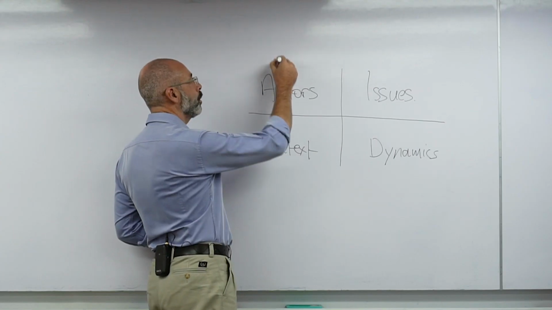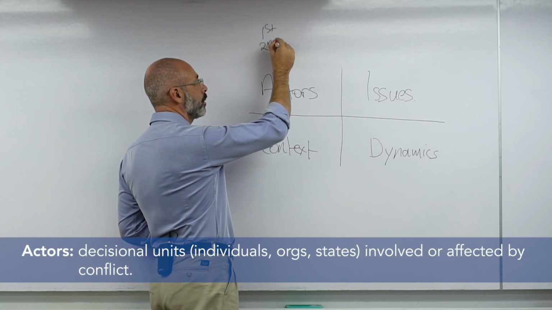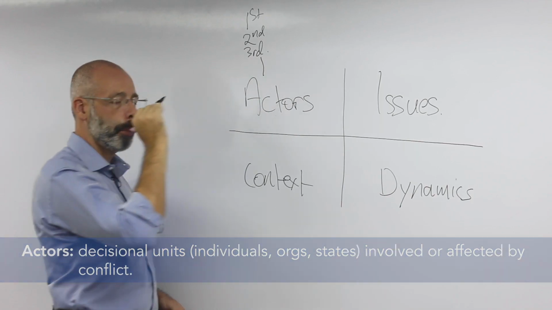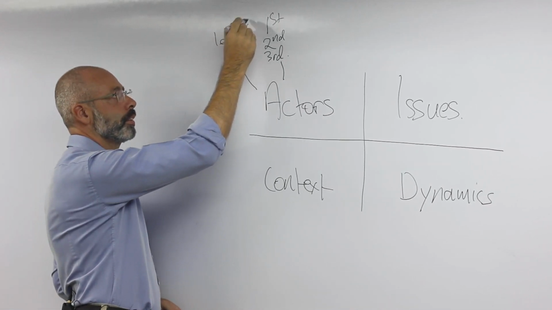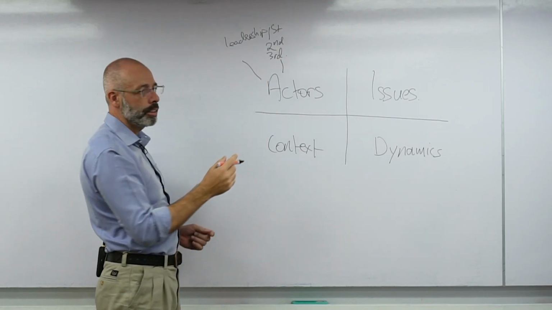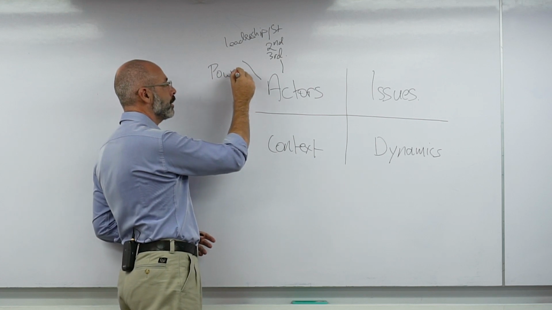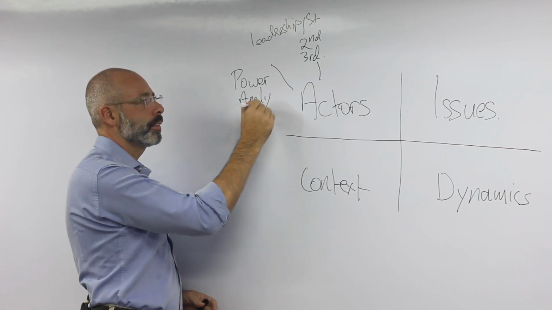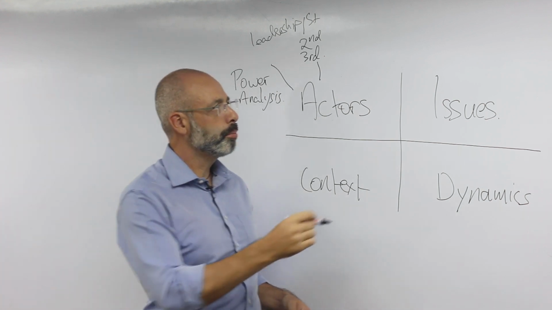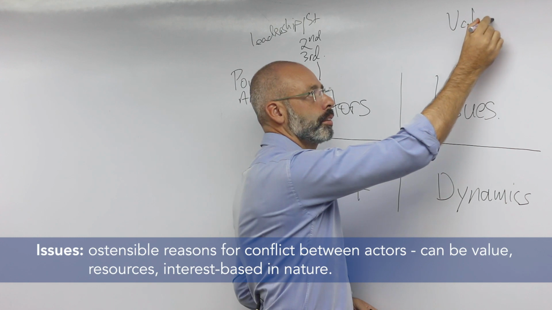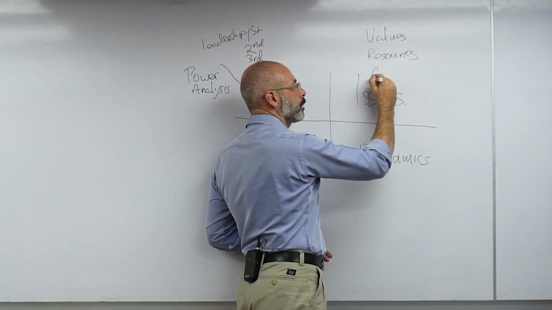We can consider, for example, whether an actor is a first, second, or third level actor. We can also look at leadership. We can look at things like, for example, power, relative power between actors. Under issues can, for example, be values, resources, or fact-based.